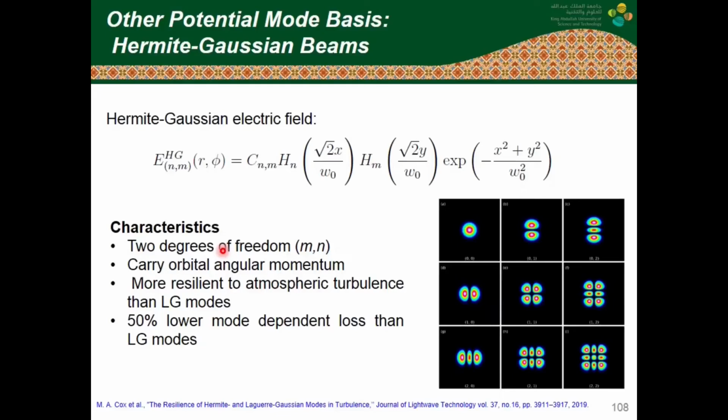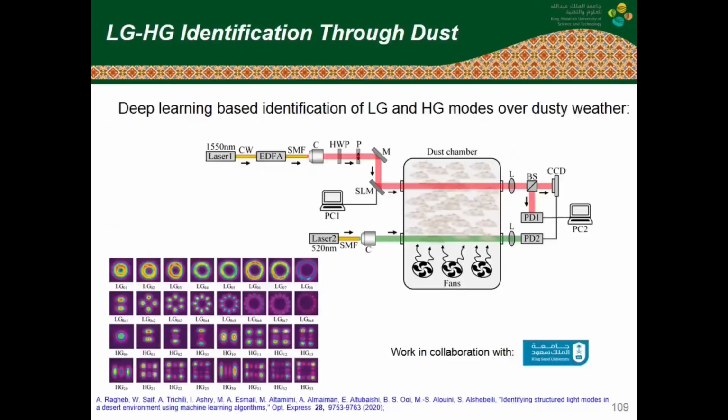Mitchell, in one of his experiments, showed that Hermite-Gaussian modes are more resilient to atmospheric turbulence compared to Laguerre-Gaussian modes, and also the mode-dependent loss for Hermite-Gaussian modes is 50% less than the mode-dependent loss of Laguerre-Gaussian modes. He will later provide some further information about his experimental results.